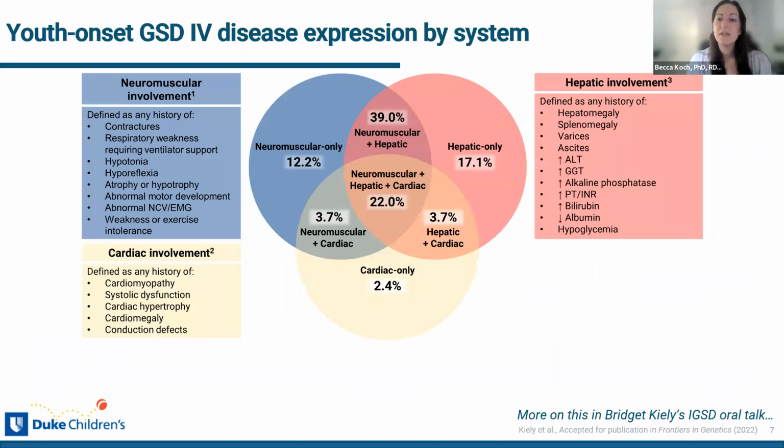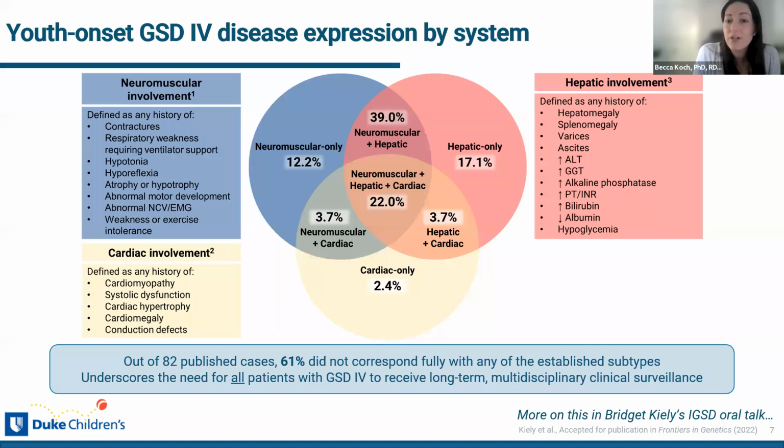Now, to better understand the utility of this subtype system, Bridget Keeley from Duke University recently performed a systematic literature review on all published youth onset GSD4 cases, meaning those with onset of symptoms in the first 24 years of life. So to note, this does exclude adult onset APBD patients, given the difference in onset and also presenting symptoms. She found that 61% of these patients did not correspond fully with any of the established subtypes. Moreover, 39% fell into the traditional category. So only 39% fit those traditional hepatic or neuromuscular involvement subtypes.